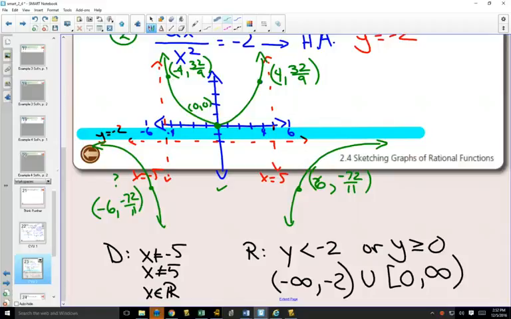Questions for practice for this one? Number 4.